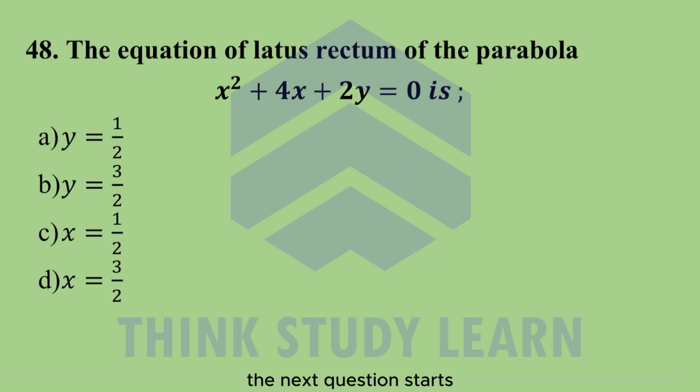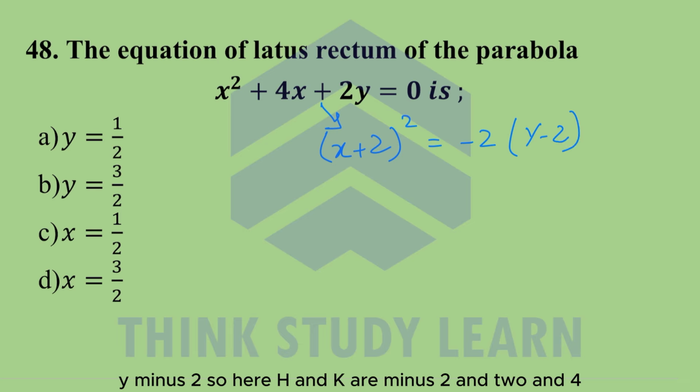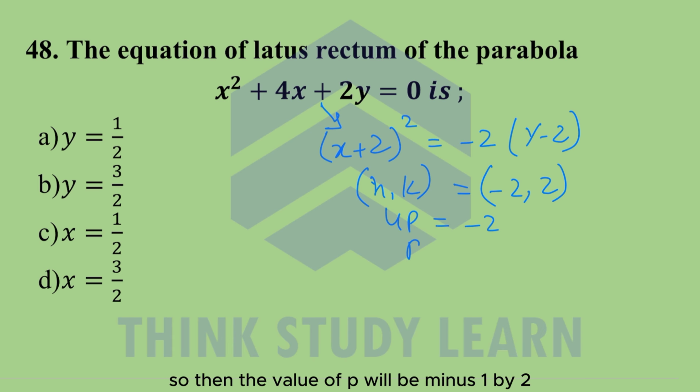The next question states, find the equation of latus rectum for the parabola with the equation x square plus 4x plus 2y is equal to 0. So first we will rewrite this equation into the standard form of the parabola. When we rewrite this equation, it becomes (x plus 2) whole square is equal to minus 2 (y minus 2). So here h and k are minus 2 and 2, and 4p is equal to minus 2, so then the value of p will be minus 1 by 2.